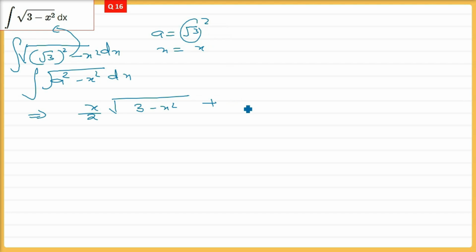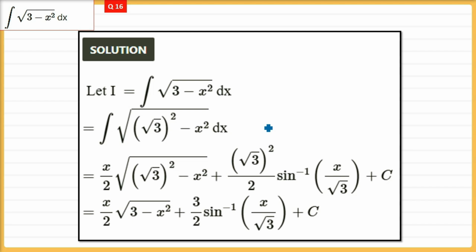What is a square by 2? It's root 3 whole square by 2. You can just write 3 by 2. And then sin inverse x by a. x is x only, a is root 3, plus constant of integration. So this is the direct result of integration of under root a square minus x square, where a is under root 3.